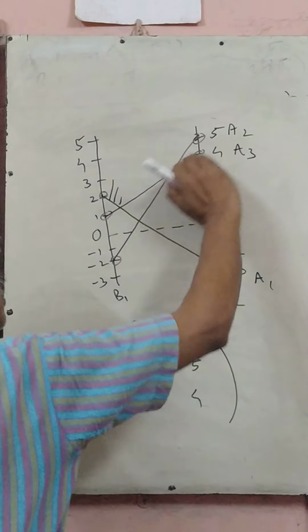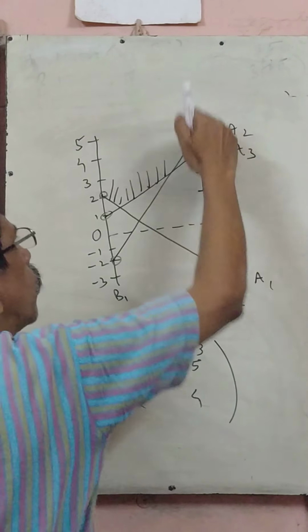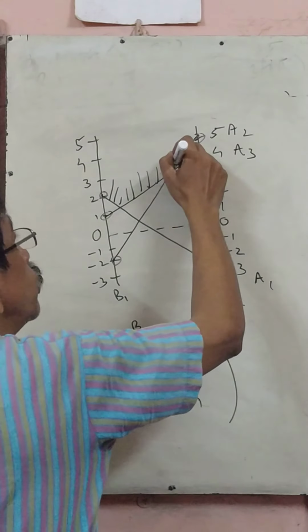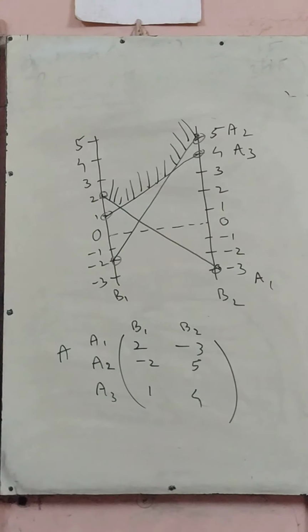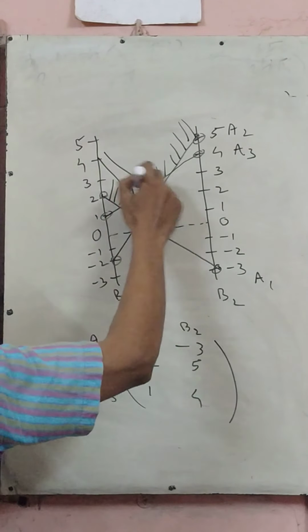Now A2, A3, this is the line A3, above this portion. You can draw more shading, but we want the common shaded region. Now A2 is this portion. Now you see which is the common shaded region. This portion, this is the common shaded region.